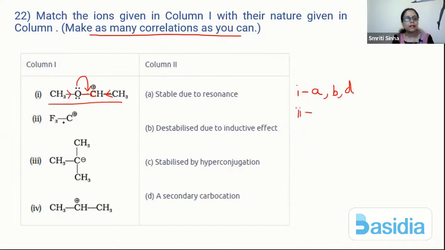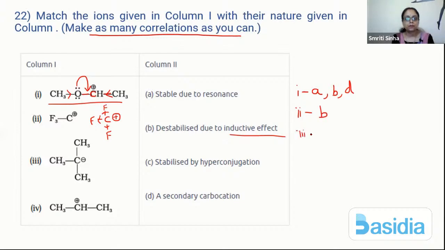Next, fluorine. 3 fluorines are attached to the carbocation. So you know that now the carbocation here in this case is attached to 3 electronegative atoms. These electronegative atoms will pull the electrons towards themselves, making this carbocation more unstable because already this carbocation is having electron deficiency. Now this fluorine is causing more electron deficiency. So this carbocation is becoming less stable due to minus I effect, and therefore here is B.